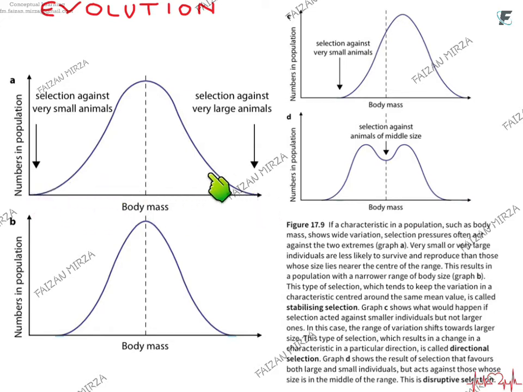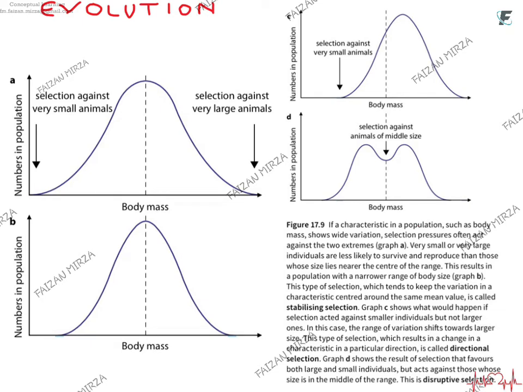So the selection pressure works against these animals which are very large or very small, and over time stabilizing occurs. Because of this stabilizing, animals with a very low body mass and a very high body mass are omitted from that environment. You can see the graph shrinks at its edges. It is defined with new extremes here, and you can see that the mean stays the same.